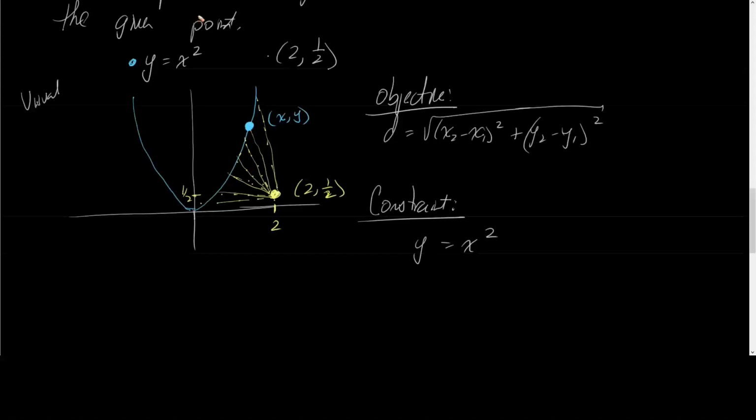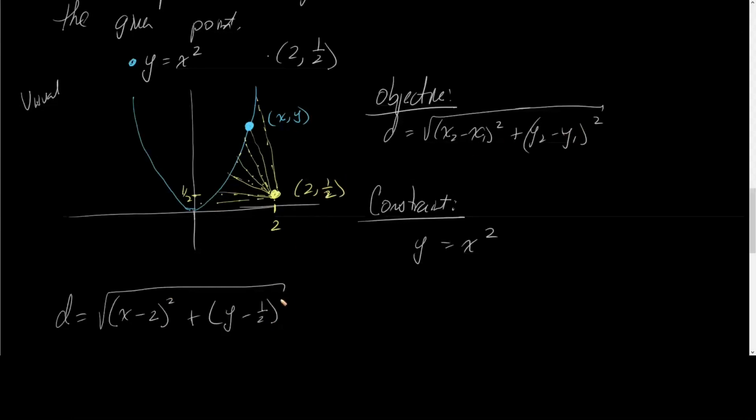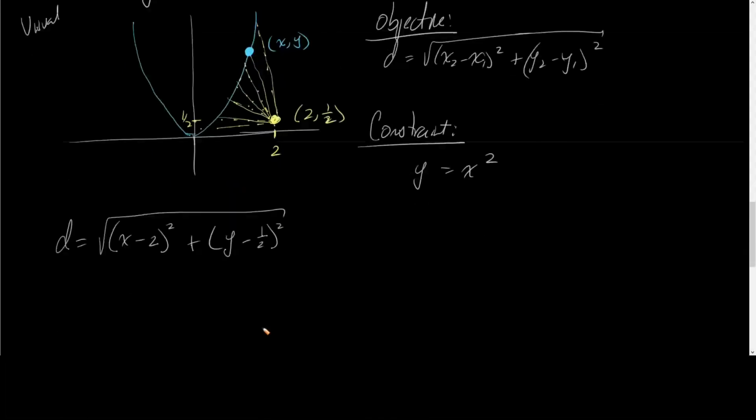So our distance equation, our objective equation there, is going to be, well, the distance is equal to the square root of x sub 2, I'm going to call that x, minus x sub 1, I'm going to call that 2, squared, plus y sub 2, I'm going to call that y, minus y sub 1, I'm going to call that 1/2. All right, so that's our distance formula.